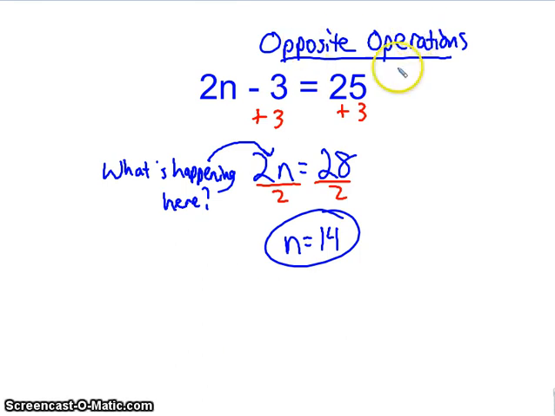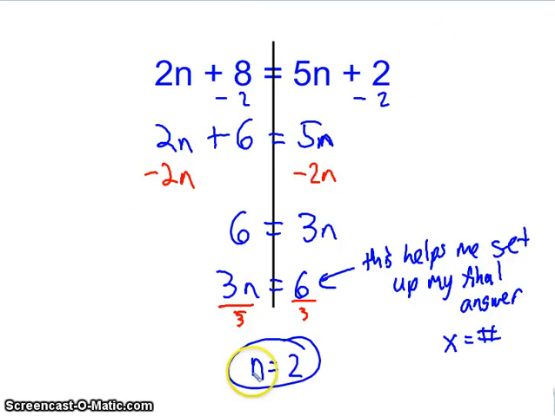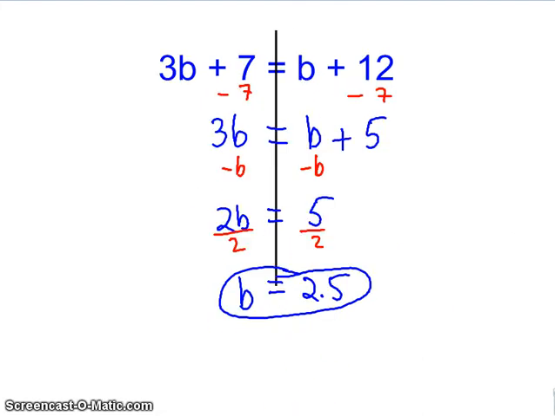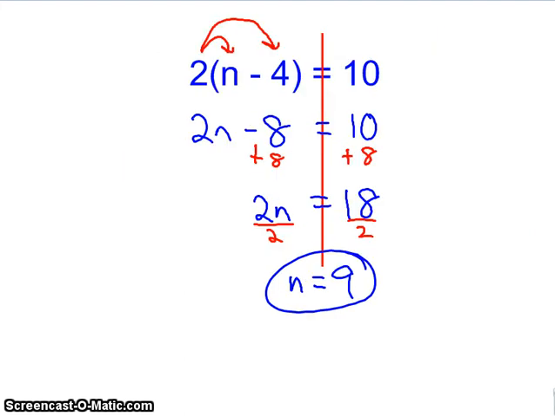Okay, so we are doing a couple concepts. We're doing the opposite operations. We're asking ourselves the question, what's happening here? We're making sure that the 2 sides stay balanced the entire way. And that's the process. You're going to get plenty of practice in class.